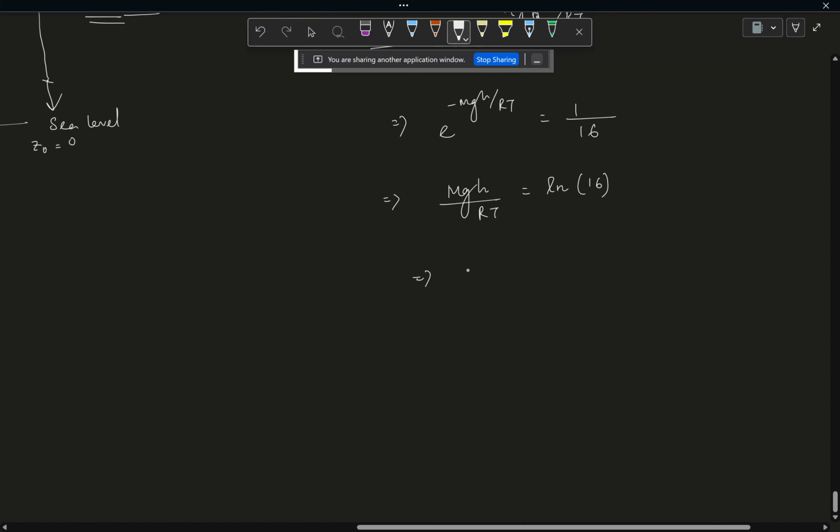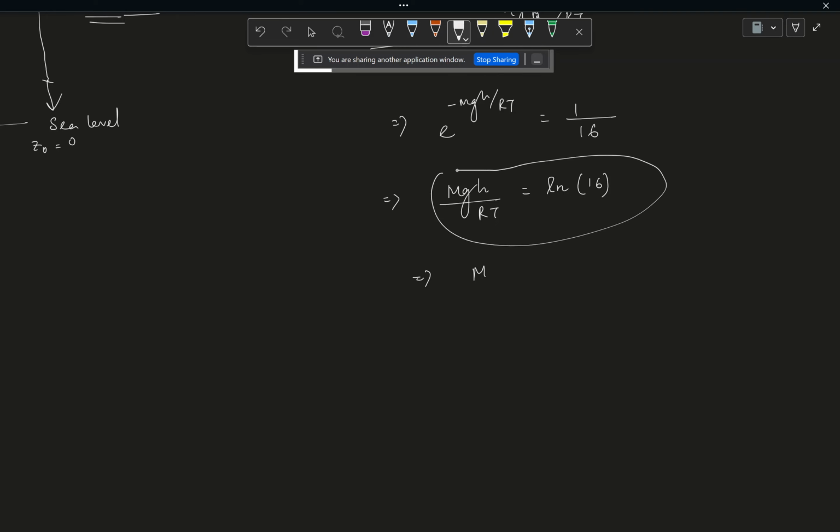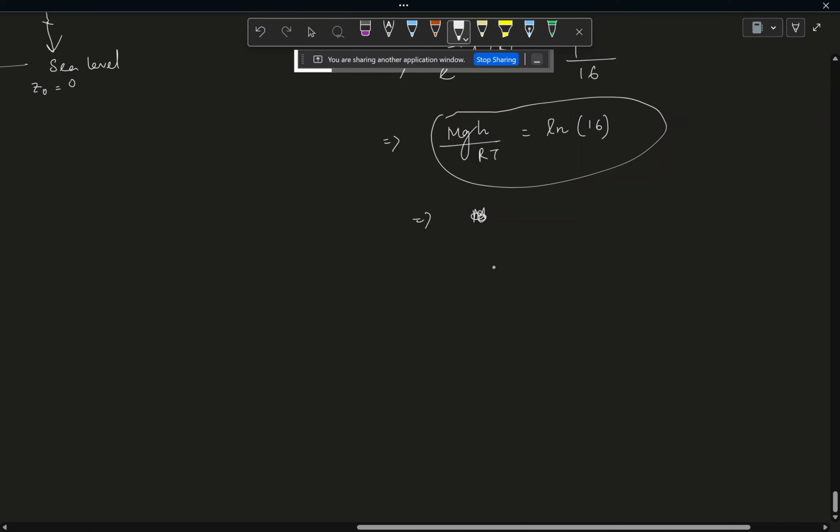So then you have the information about mgh by RT. Now this is when the temperature is given as T. Now what will happen is, as per the question, if the temperature is increased 4 times, that means now your temperature is changing into 4 times T. So then what will be the value of change in this term.